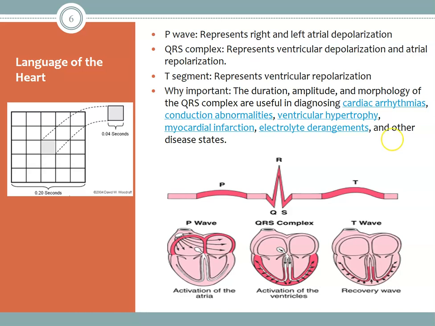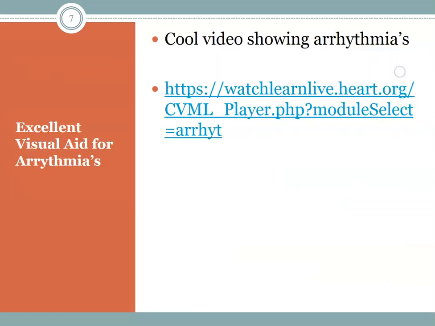And again, this is important to know because if you know the duration, the morphology, the amplitude, what it should look like, and how long it should be between each of these, then you will know if the patient's having a potentially deadly arrhythmia, if there's an electrolyte imbalance that is dangerous to the patient, if the patient's having a myocardial infarct or a heart attack, and so forth. So it's really important that we understand and know these values.